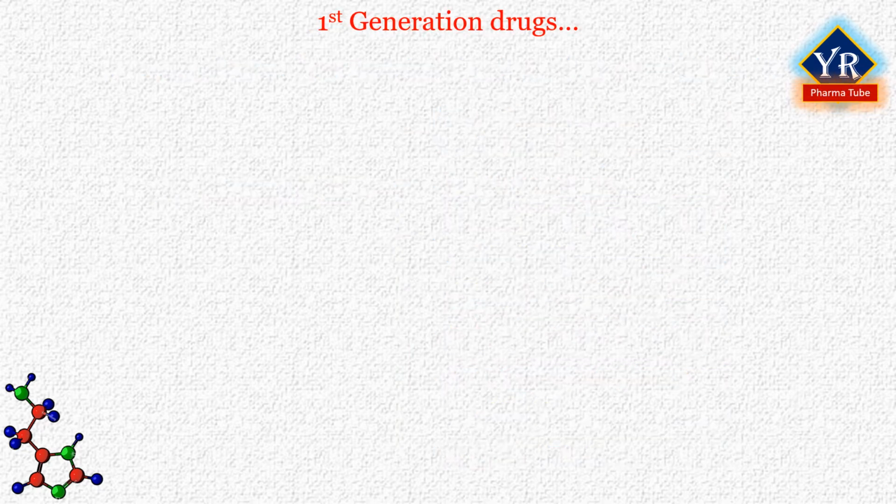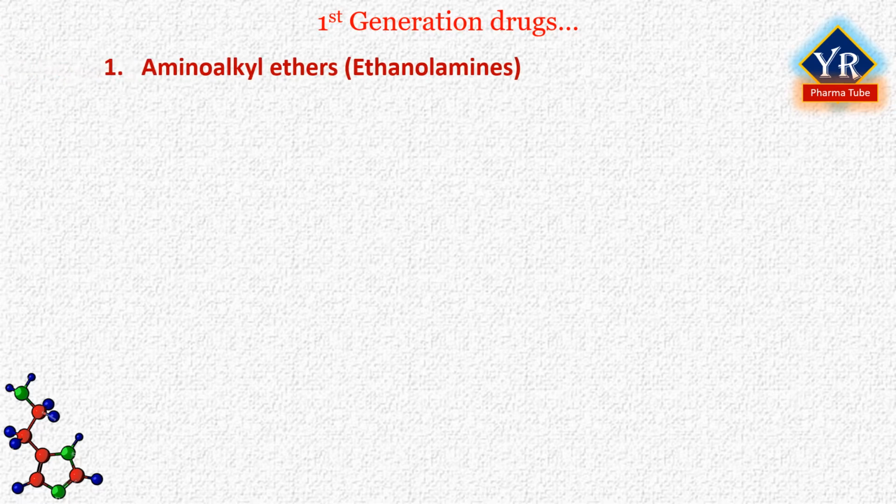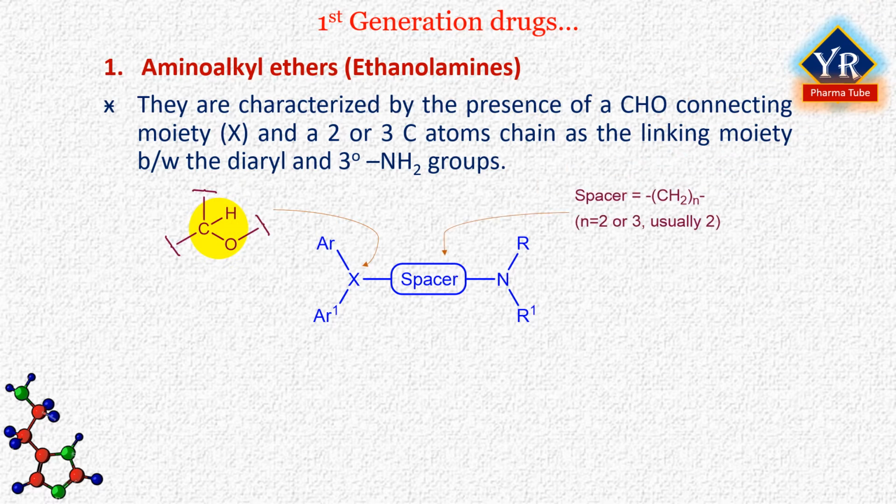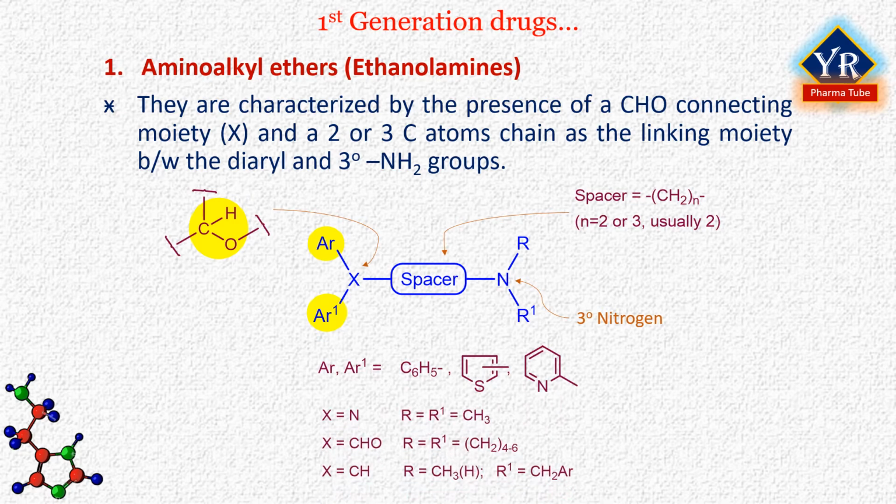The first class of first generation antihistaminics are aminoalkyl ethers, also known as ethanolamines. They are characterized by the presence of a CHO connecting moiety at X and 2 or 3 carbon atoms as the linking moiety between the key diaryl and tertiary amino groups. The aromatic groups Ar and Ar1 are usually phenyl or substituted phenyl, thienyl or pyridyl.